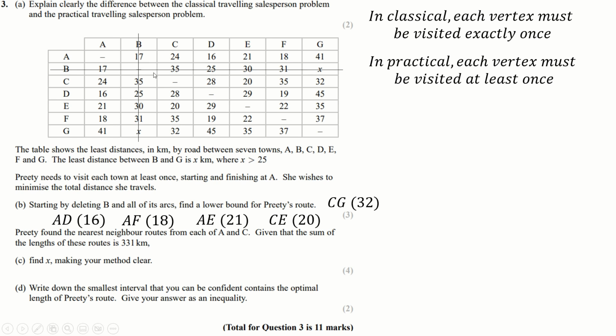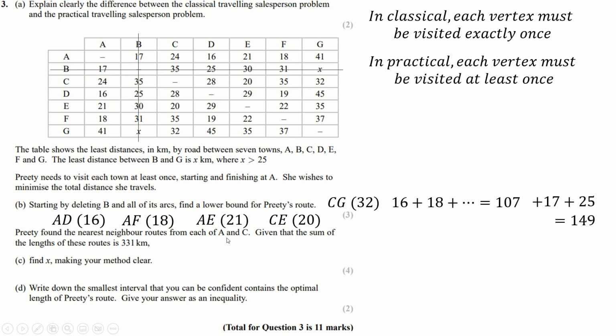And now all we have to do is take the two shortest arcs that join up B and add them in. So the two shortest arcs are this 17 and this 25. So let's get the total of these guys here, and then we'll add in 17 and 25, and we'll end up with that lower bound. There's no guarantee that will work, which is why it's a lower bound, but it's just a lower bound.